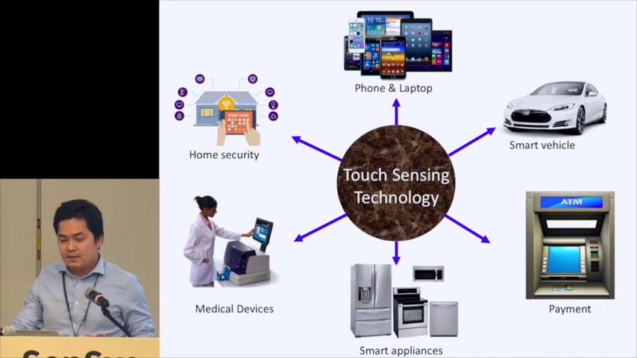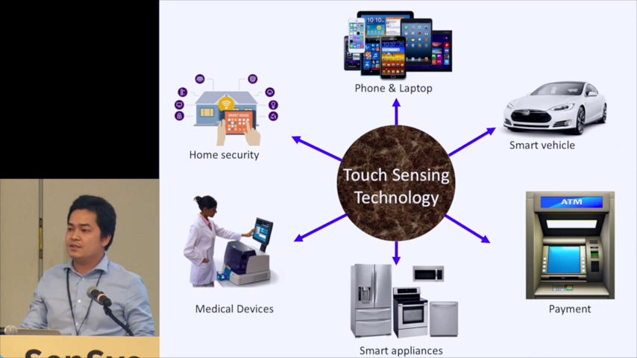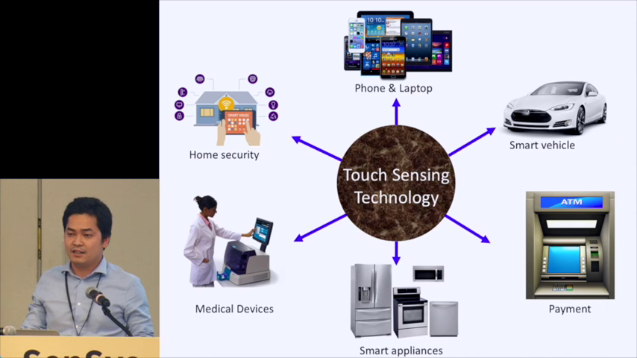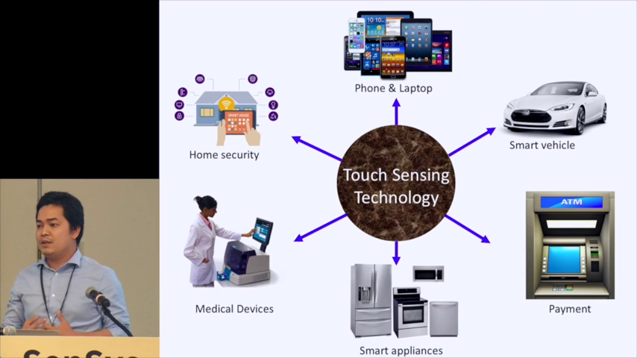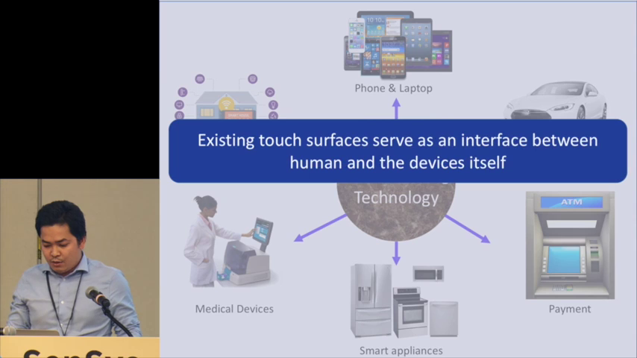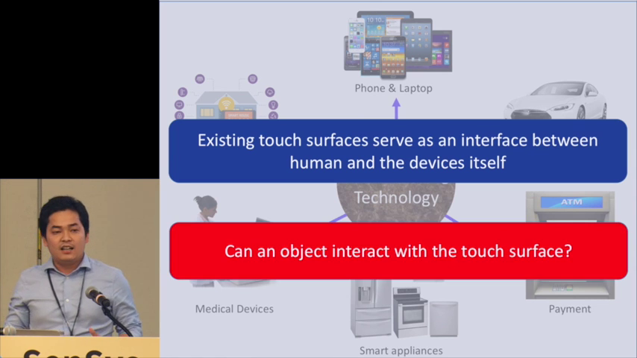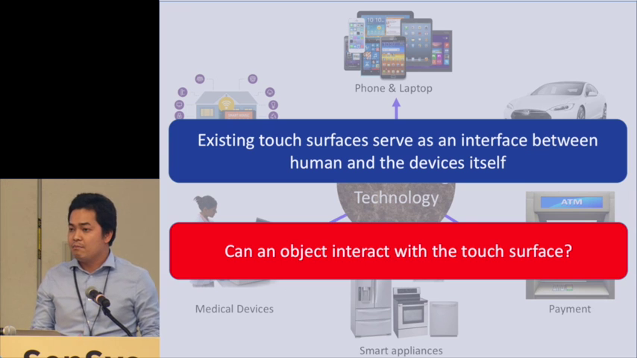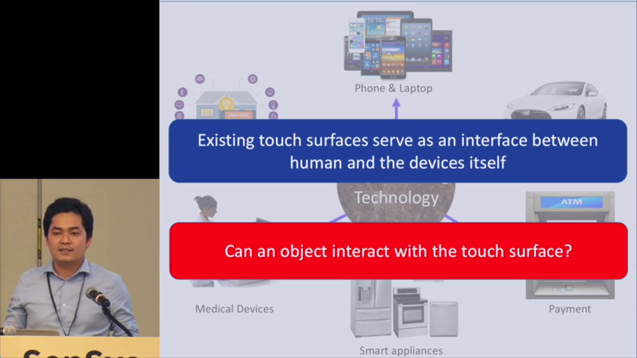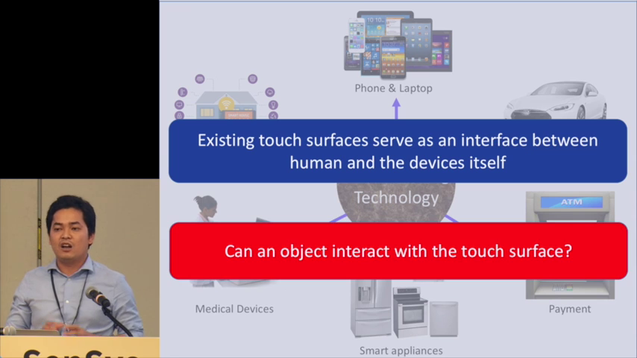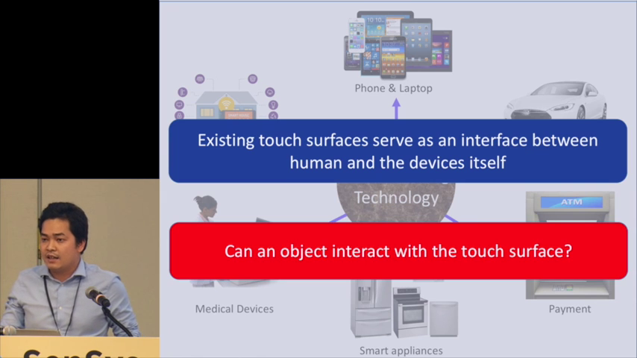So the touch sensor, touch surface, or touch screen is used as the interface between the human and the device itself. It is essentially a one-bit communication channel where bit 0 is no touch and bit 1 is the touch event. So we ask ourselves a question: can an object interact with the touch device? Because if we could do this, we could enable a set of interesting, exciting applications that I will mention in the next few minutes, and also utilize the ubiquity of touch sensing and touch surfaces.